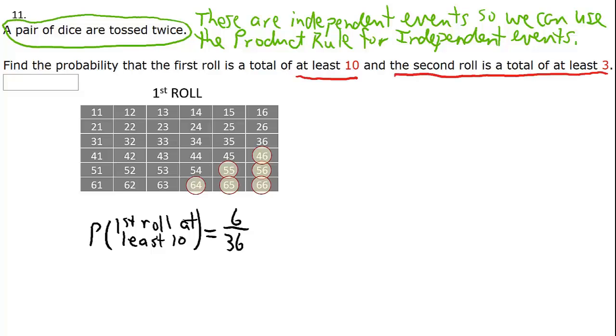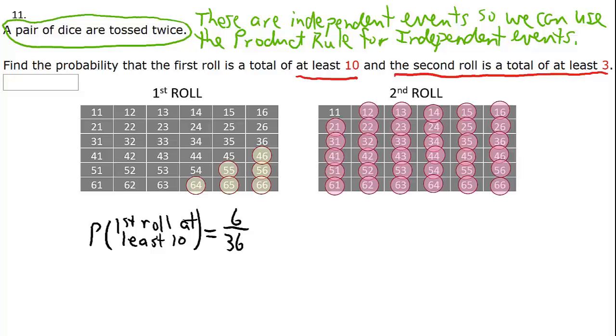We want the second roll to be at least 3. Well, if you look at the second roll, at least 3 means 3, 4, 5, 6, 7, 8, 9, 10, 11, or 12. And you can see there are 35. In other words, the only roll that's not at least 3 is the 1-1 roll, which is only 2. So 35 out of the 36 rolls are at least 3.